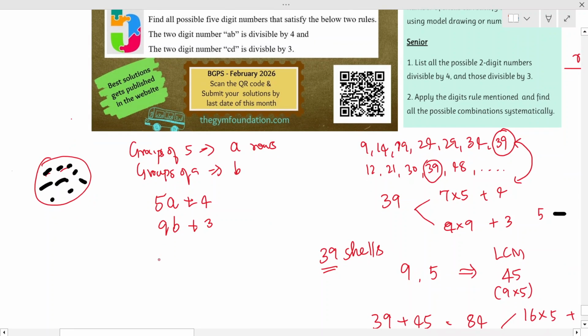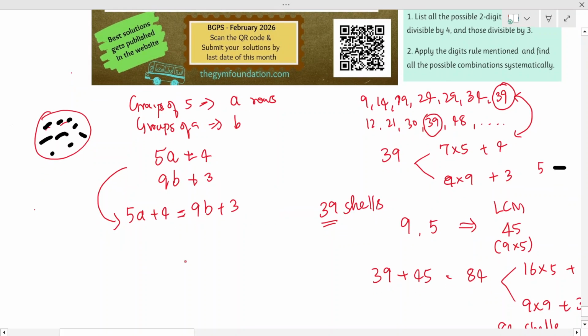So the very important critical point for children to go to the next step is, what does 5a plus 4 and 9b plus 3 mean? They both are equal. This is a crucial step because the same group of shells is arranged in groups of 5 or groups of 9. Putting this equal sign is a very important thing that children need to comprehend from the given context.